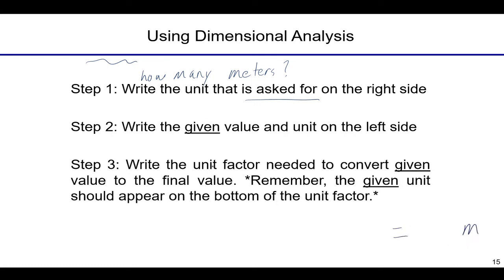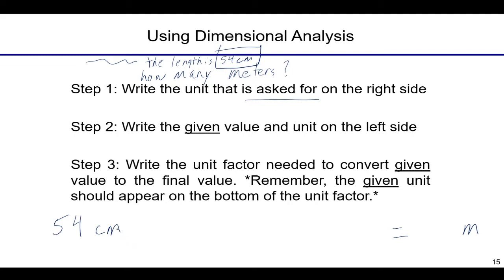Step 2: write the given value on the left side. So up here it might say the length is 54 centimeters. That's the given. Whatever unit is given with a number, that's the given value, and it goes over here on the left. Okay, so that's step 2.